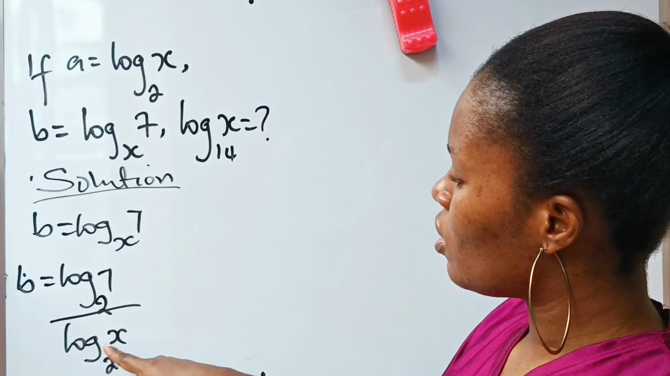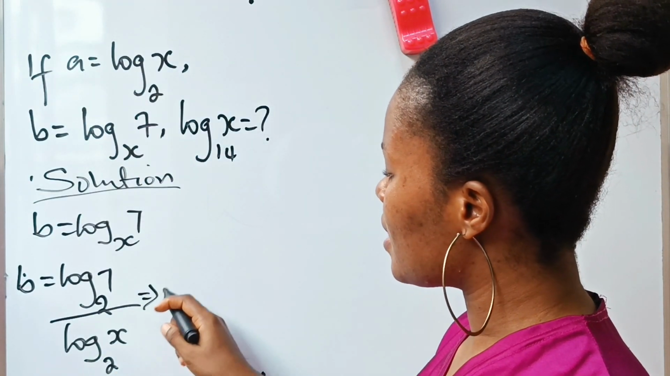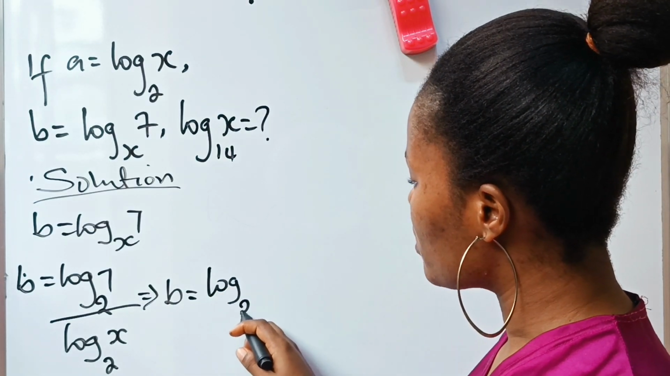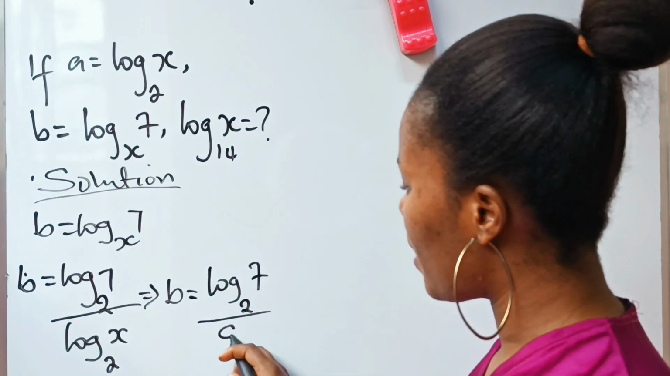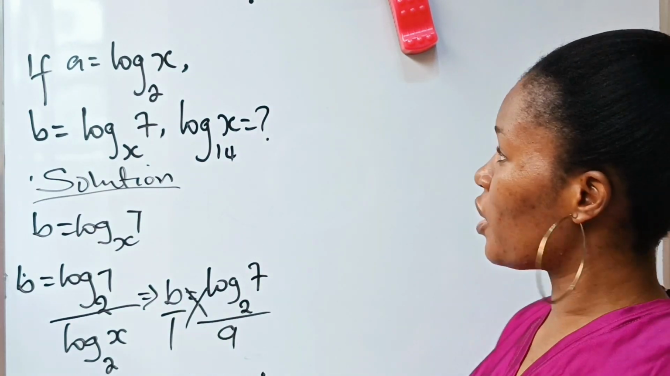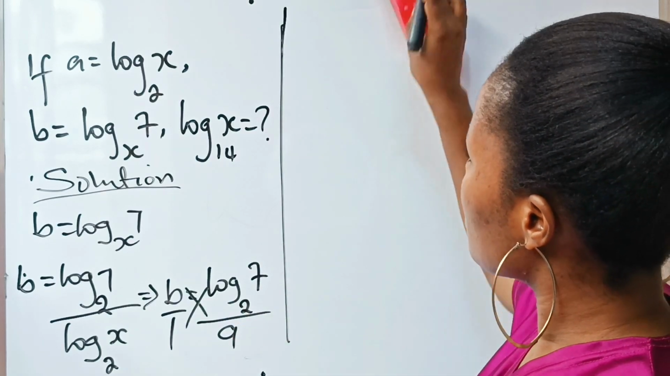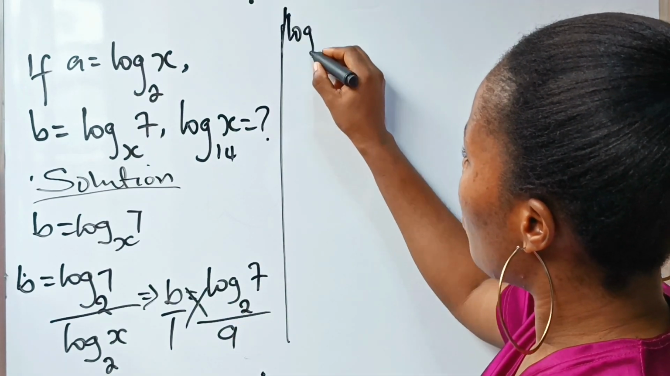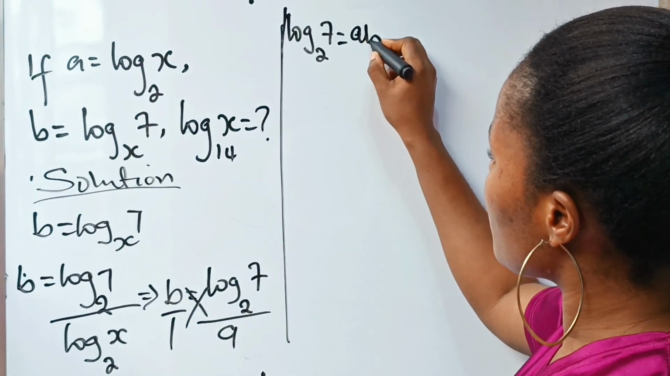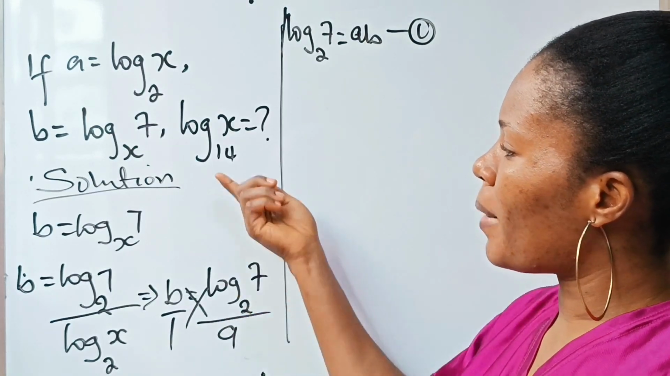Now recall that log to base 2 of x is a. So this implies that b can be written as log to base 2 of 7 divided by a. Now if we cross multiply, we have log to base 2 of 7 is equal to ab. Now let's call this equation 1. Okay, now back to the question.